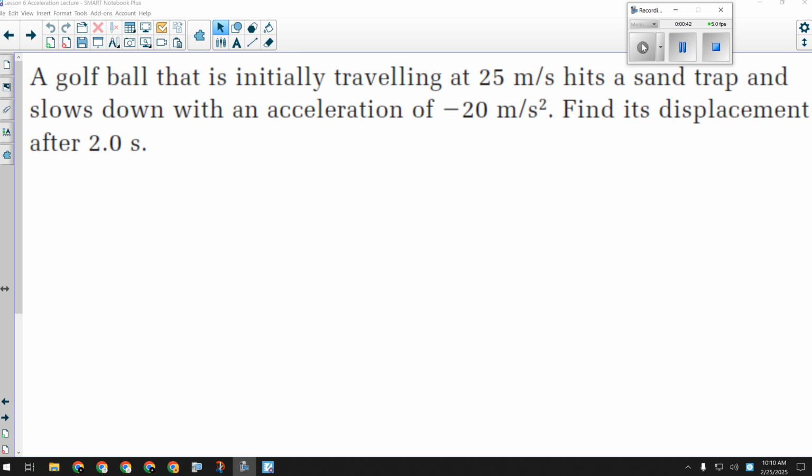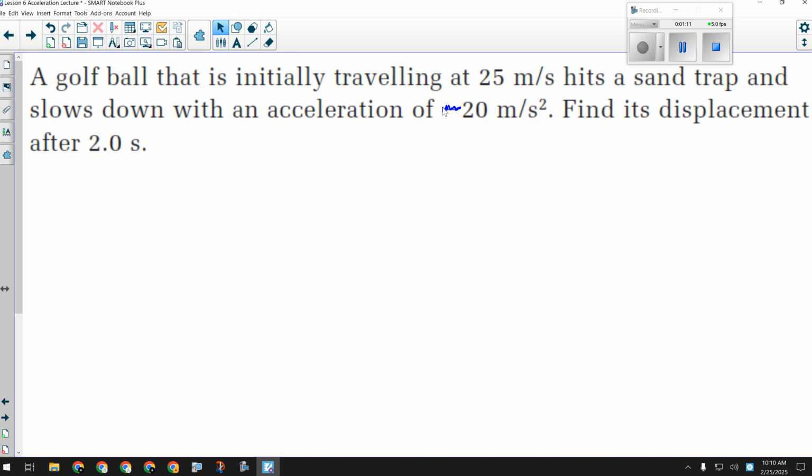Now here's the difference between how this question is worded and how I would word a question. I would say hits a sand trap and slows down, but I would not give you that acceleration. That's implied. When I say slows down, it means the acceleration by definition is backwards or negative. I wouldn't tell you that. You've got to be able to recognize that from reading the story of the question.